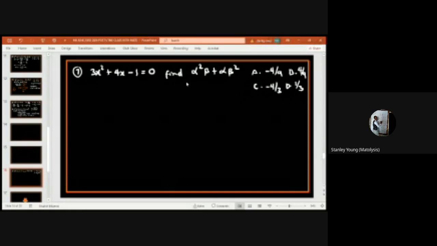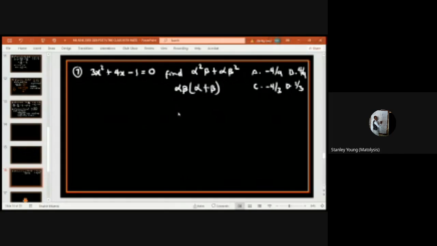You do a regroup. Who can tell me what is common between these two entities? Tell me what you can see that is common there. Tell me what is common between this term and this other term. Alpha and beta. Thank you. So we have alpha beta. When you bring that out, you'll be left with alpha plus beta. That's all you need to do.